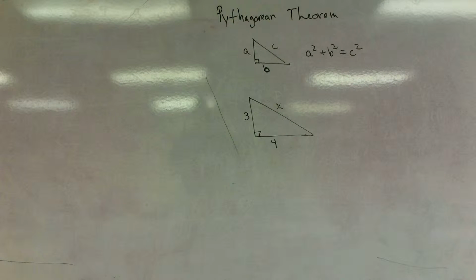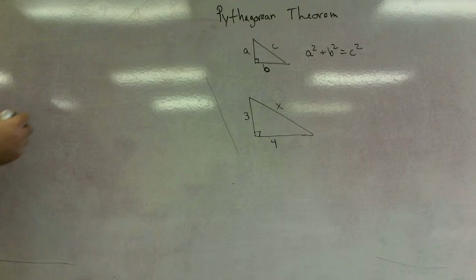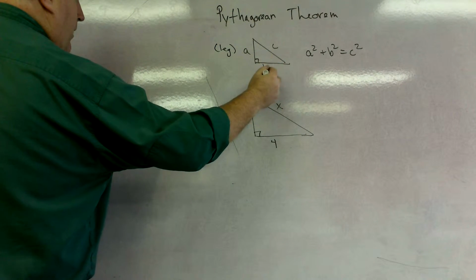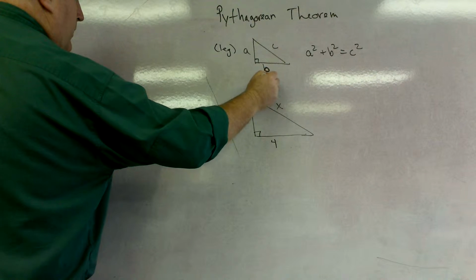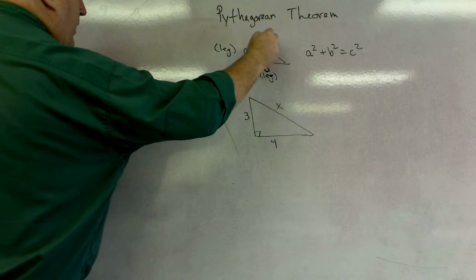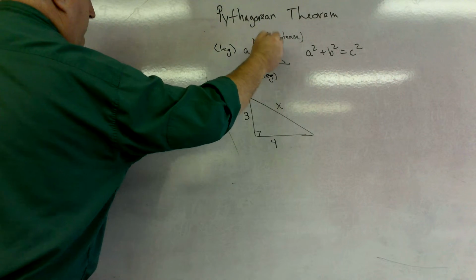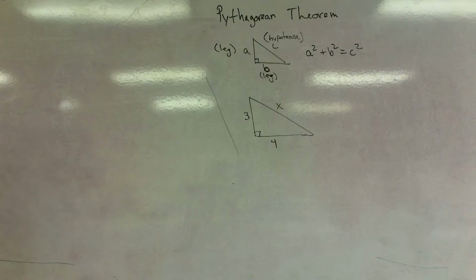This is the first lesson of the Pythagorean Theorem. The Pythagorean Theorem states that if you have a triangle with sides a, b, and c, where a is one leg, b is the other leg, and c is the hypotenuse, and the legs are the two sides that form the right angle, then the relationship is a squared plus b squared equals c squared.